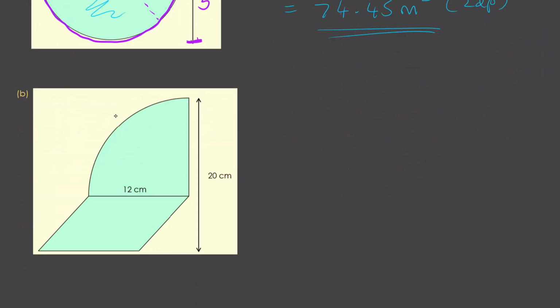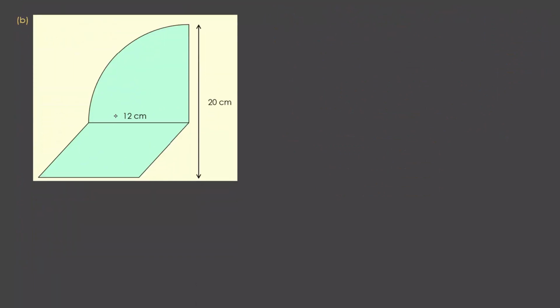So let's look at part B here. So what we have is a parallelogram and a quarter circle. Now for the parallelogram, the base just here will be 12 because it's going to be the same as its parallel side. And we can see the radius of the circle is 12. So that distance there is 12. And since the overall distance is 20, this distance here must be 8.